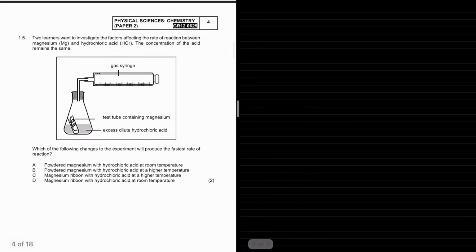Moving on, question 1.5. Two learners want to investigate the factors affecting the rate of the reaction between magnesium and hydrochloric acid. The concentration of the acid remains the same. Which of the following changes to the experiment will produce the fastest rate of the reaction? So powdered magnesium with hydrochloric acid at room temperature, powdered magnesium with hydrochloric acid at a higher temperature. So this one is going to be more promising because it's at a higher temperature, and we know that temperature is one of the factors affecting rate.